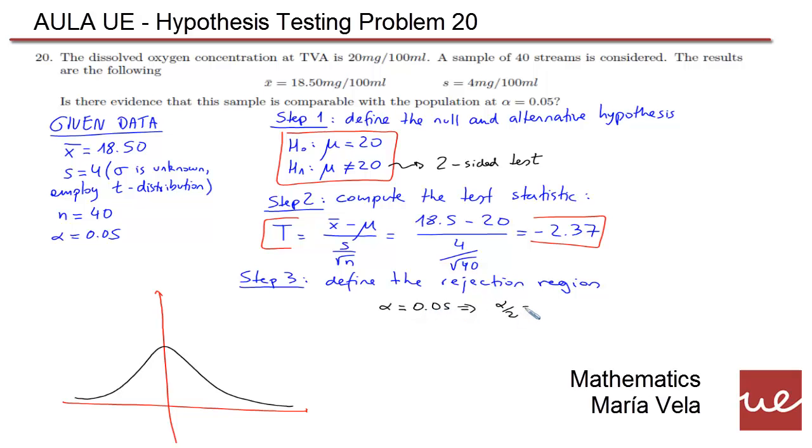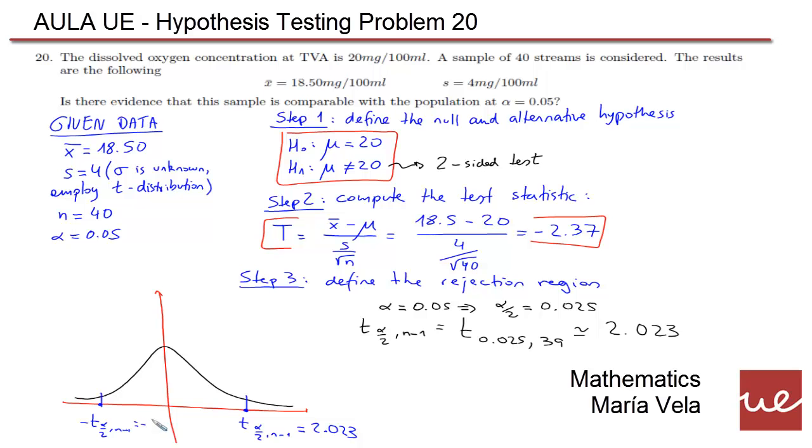And we just need to calculate the value for t alpha halves, n minus 1. So t of 0.025, 39, is equal to approximately 2.023. So 2.023 is the value that we take for t alpha halves, n minus 1, in the right part. And of course, in the left part, it's going to be the same quantity, but with a negative value, so minus 2.023. And these are the two values that define the rejection region.